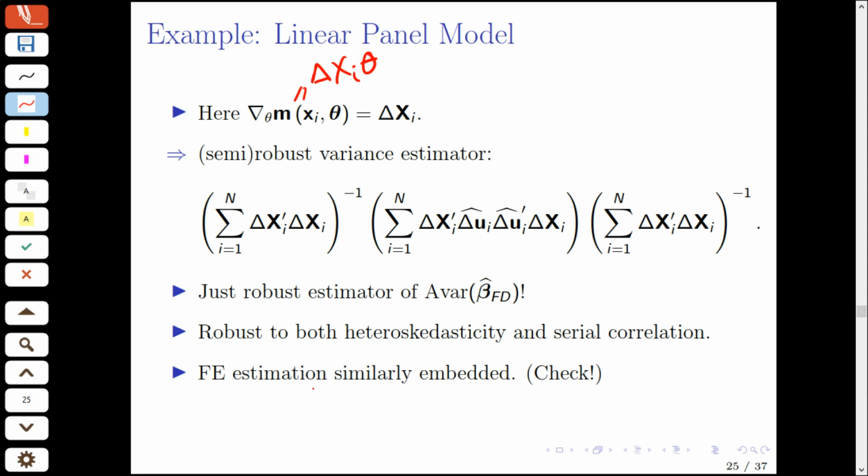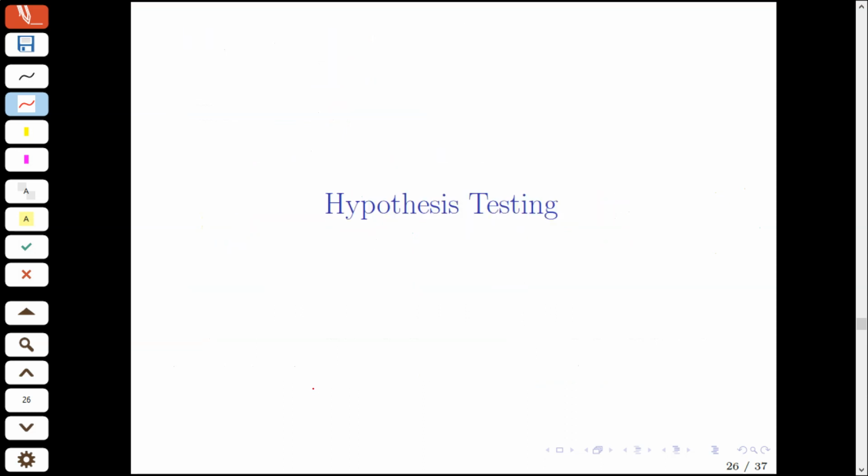So our discussion here of how one may obtain a consistent estimator of the asymptotic variance matrix is useful for deriving standard errors of the estimates, say. But it may also be used in a more general context of hypothesis testing. So that's what we'll discuss next.